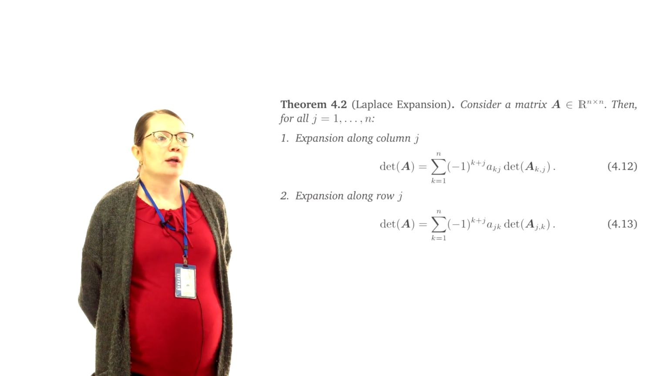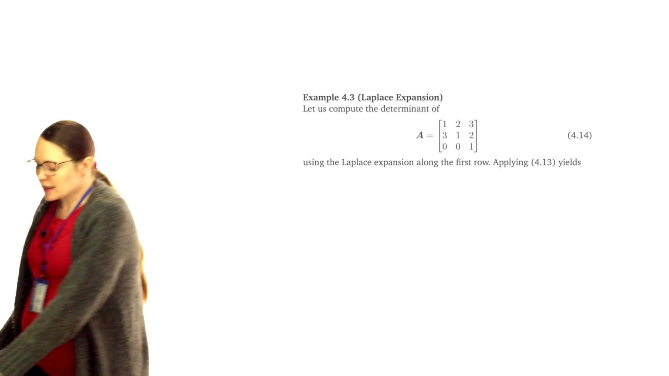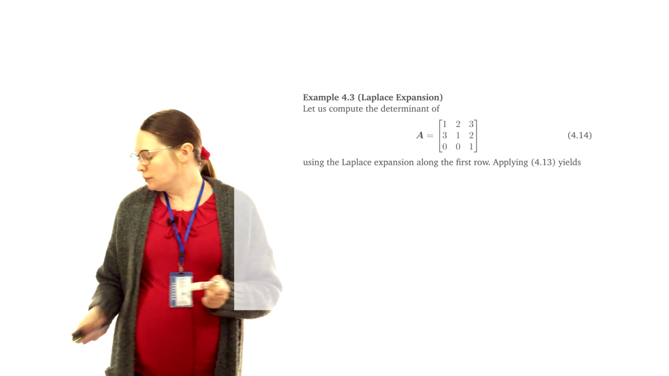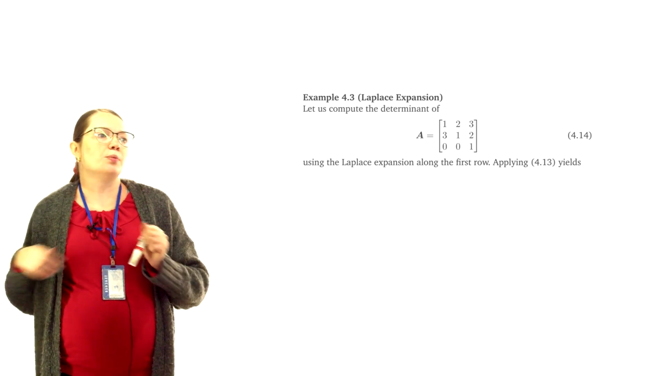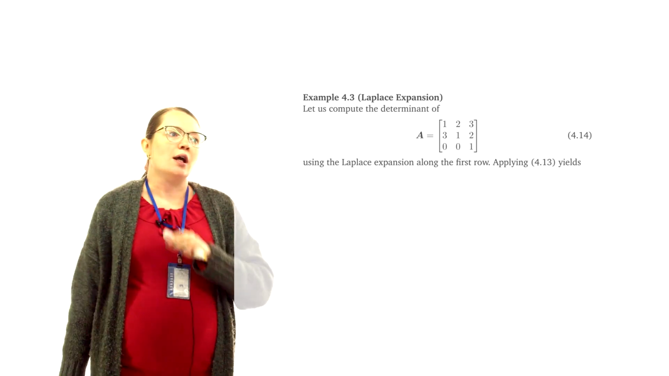Similarly, we have expansion along a row. Let's see on an example how this can be done. Let's consider this example of a 3 by 3 matrix, and we will use Laplace expansion along the first row.